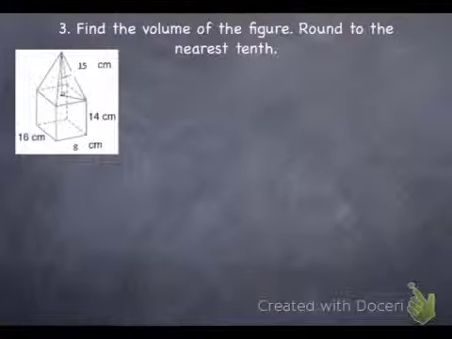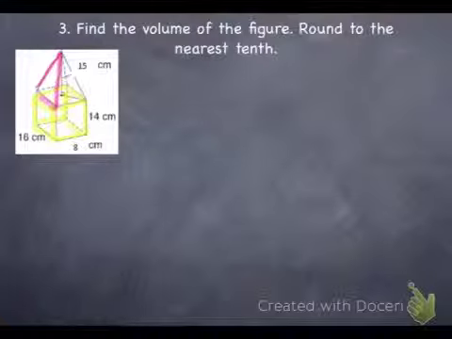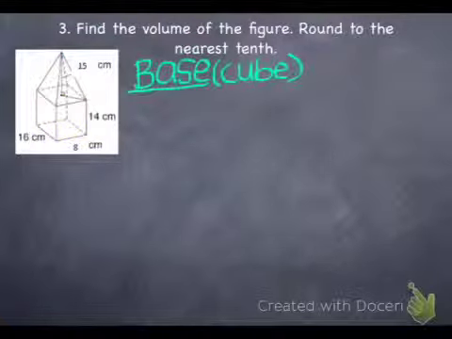Okay, our last problem is find the volume of this figure. This is called a composite figure because we have 2 different figures that we're going to be finding the volume of, and then we're going to be adding them together. So the first is this cube on the bottom, and then the second one is going to be this pyramid that's up here on the top. So we're going to have to do two pieces. So let's start by looking at our cube, which is our base.